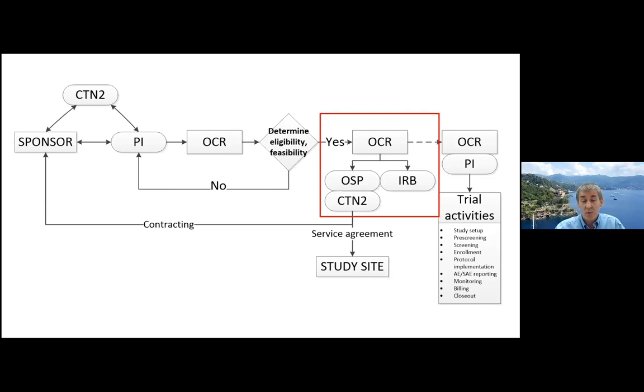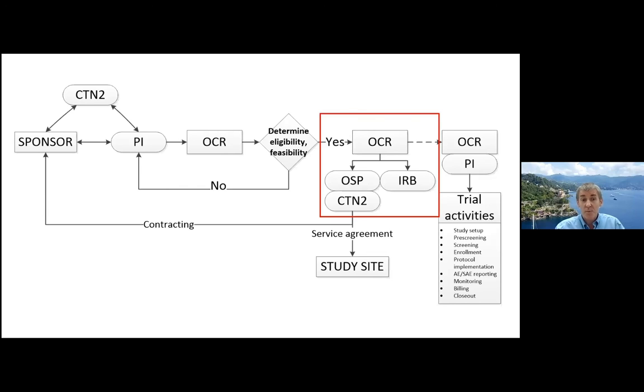The other very important step here is to obtain an IRB approval for the clinical trial. And this is, again, something that OCR can facilitate and obtain for the trial. Now, one thing I didn't mention yet is that the services offered by OCR are a la carte, meaning that as a PI, you could reach out and request some or all of these services depending on your individual needs.